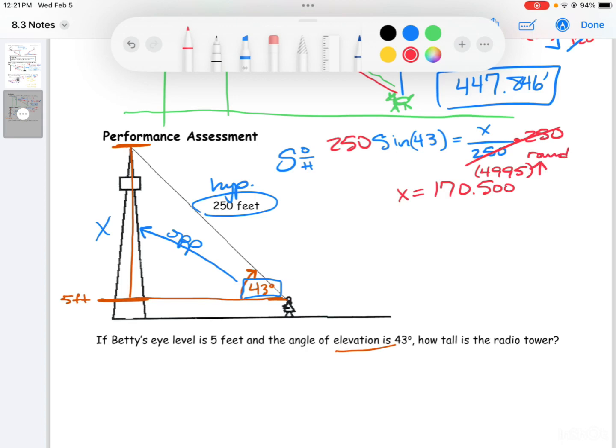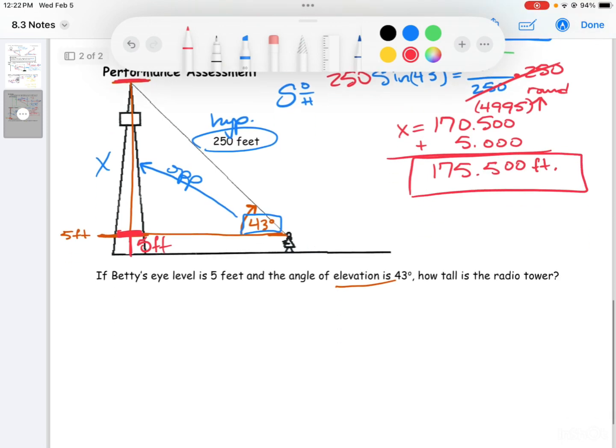Okay, round up. Now, that is the height from her eye line to the top of the tower, so we can't forget about this additional 5 feet. And so to that total, we would add 5 feet, and the total height of the tower would be 175.500 feet.